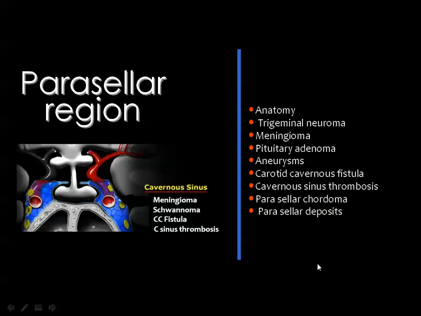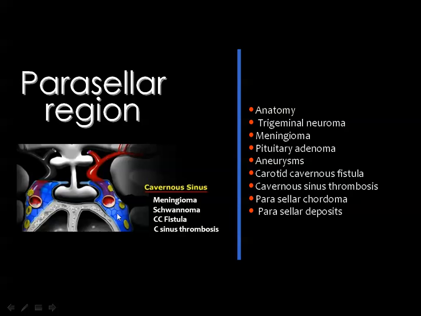Then finally we came to the region of the parasellar area, and you know this is the region of the cavernous sinus. And the cavernous sinus is covered by meninges. It contains some of the cranial nerves as well as the intracavernous part of the internal carotid artery.